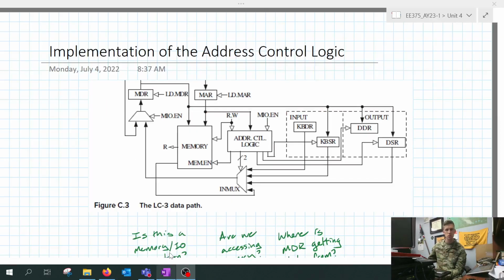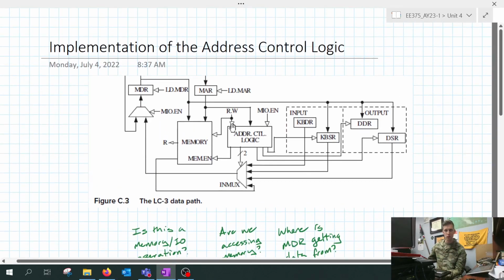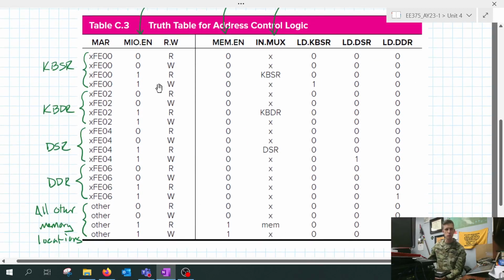So let's get started. The address control logic, you may recall, is right here. This is a little block inside our memory slash input output subsystem, right? That receives some signals from the LC3 and controls whether or not our memory mapped I/O is reading or writing from memory, or reading and writing from an actual input or output device. And the truth table you see here from the book is in table C.3, and we have three inputs to this piece of combinational logic.